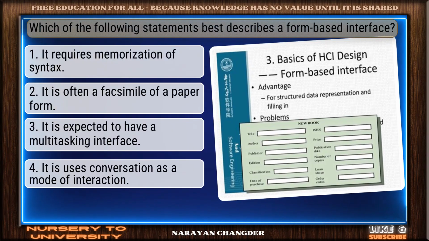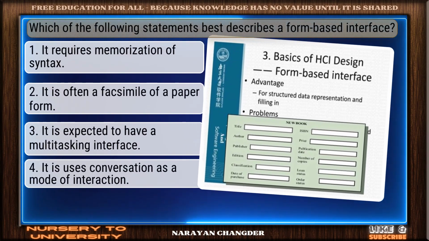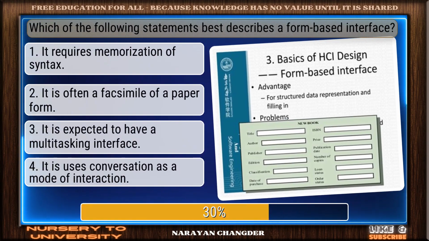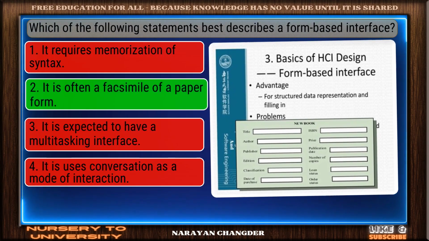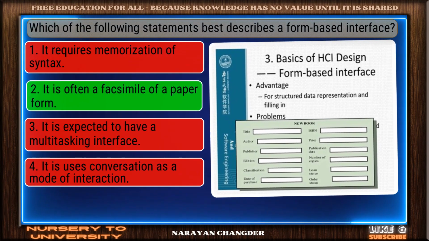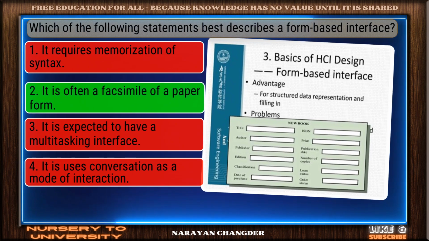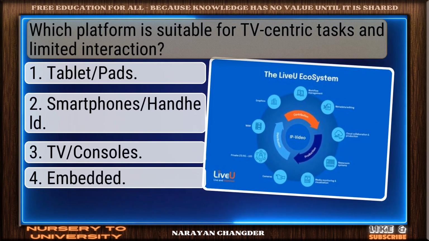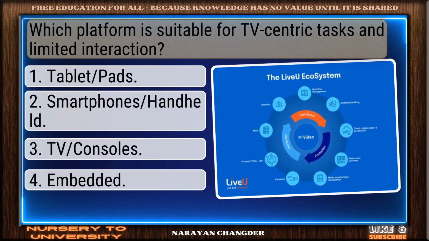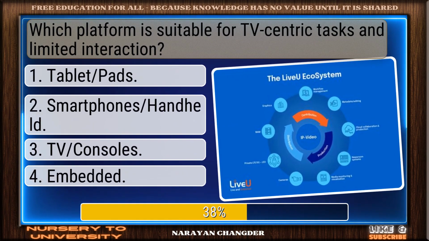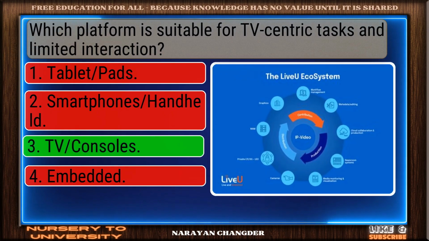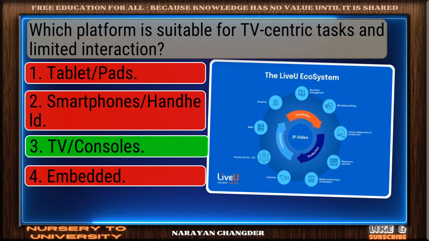Question number 9. Which of the following statements best describes a form-based interface? Excellent. It is often a facsimile of a paper form is a brilliant choice. Question number 10. Which platform is suitable for TV-centric tasks and limited interaction? Good job. Your answer, TV's consoles, works well here.